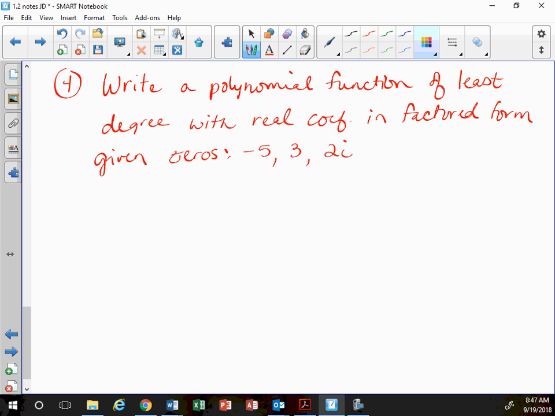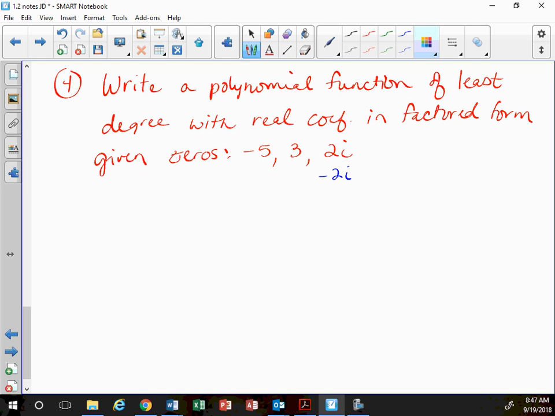It says factored form. So do you think I want you to take the time to multiply it all out? Please don't. And then it also says real coefficients. So do you think you should have any imaginaries left in your answer? No. So it's factored, but you're going to multiply just enough to get rid of the imaginaries. Okay? So let's see what you remember about imaginary solutions. Anybody remember anything about imaginary? Yes, your imaginary solutions come in pairs, right? So if 2i is one of them, we know -2i is one of them.